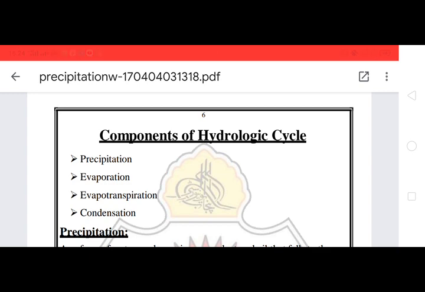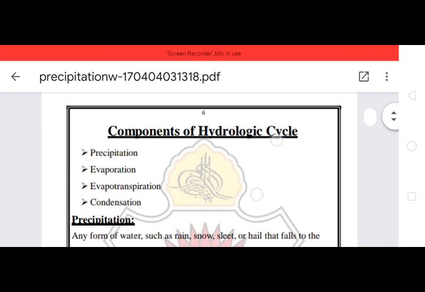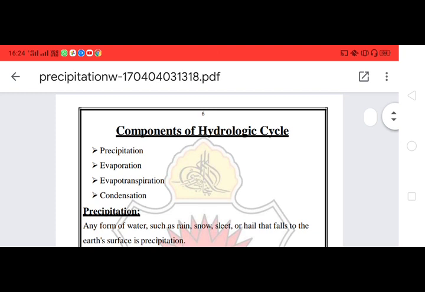Today we'll discuss precipitation, which comes under the components of the hydrologic cycle. We discussed the hydrologic cycle, so I hope you all know about it. We are discussing some of the basic, important components.